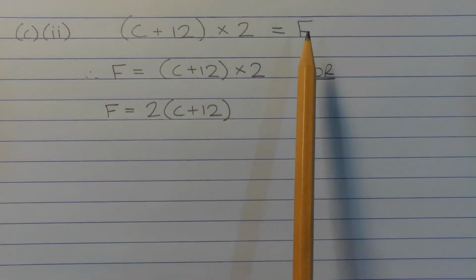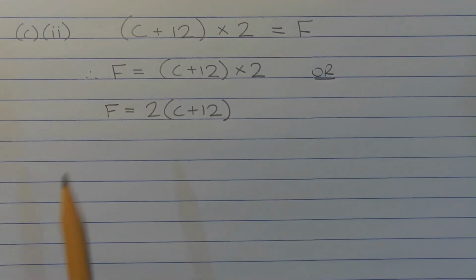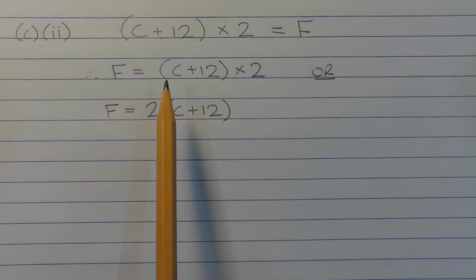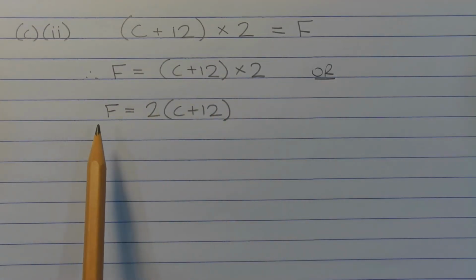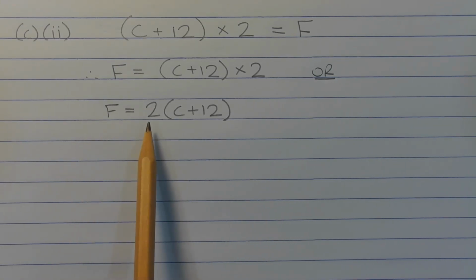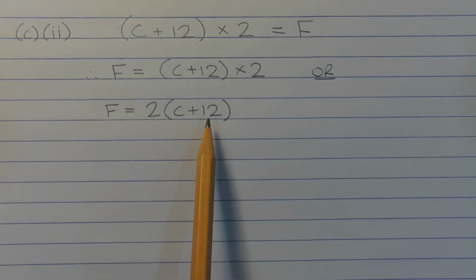Rewriting this rule to make capital F the subject, we get capital F is equal to (capital C plus 12) in brackets times 2, or we can write it as capital F equals 2 outside of (capital C plus 12) in brackets.